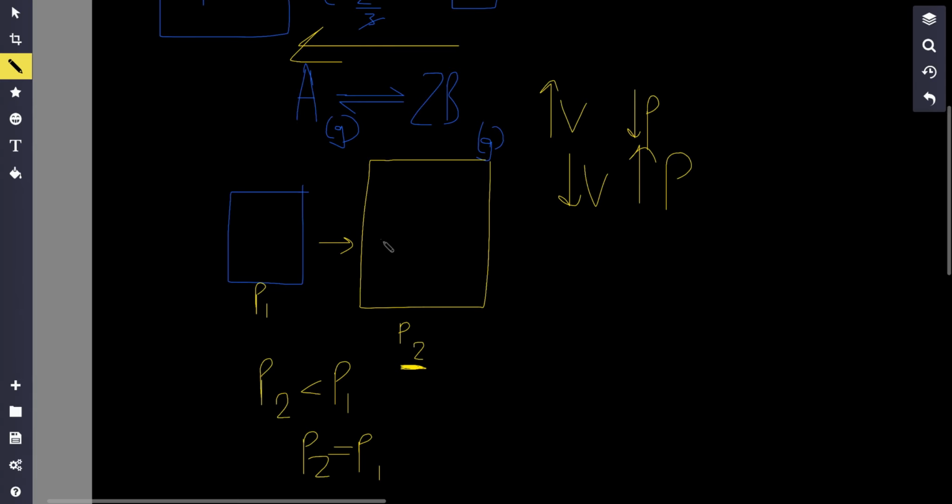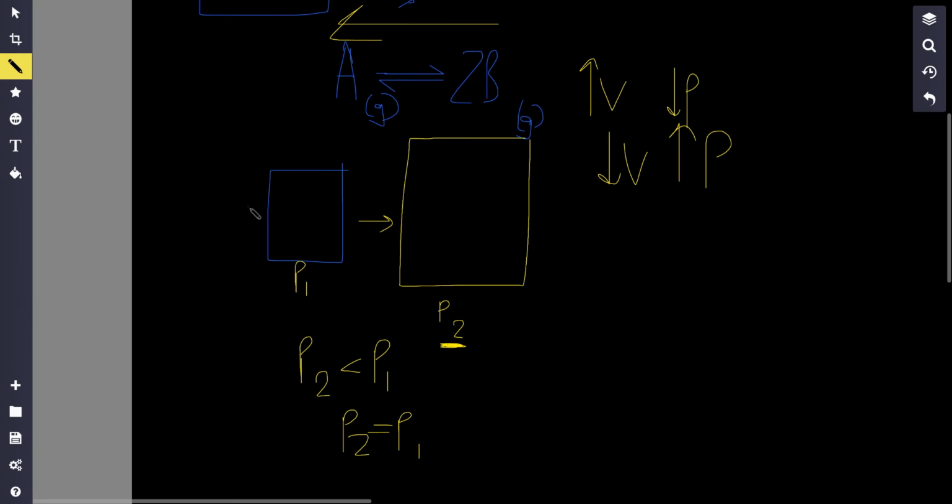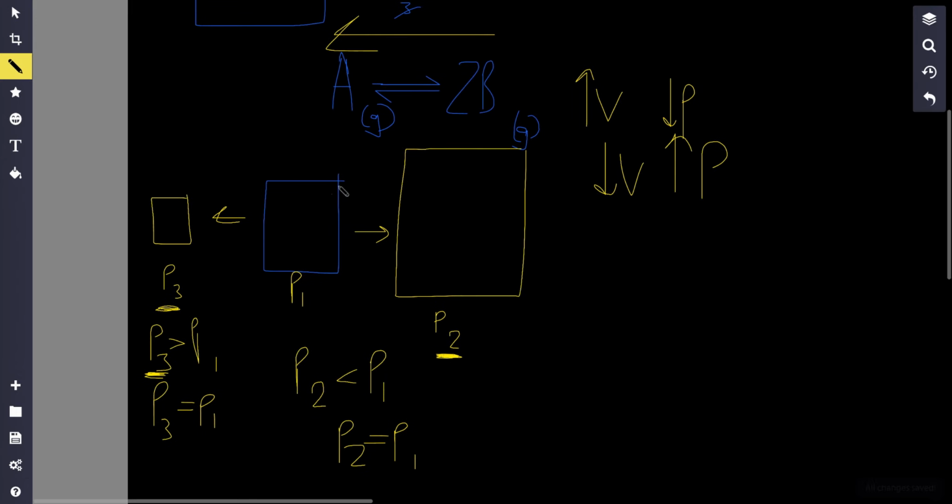Let's actually do it on another container. Let's say this is P3. Because my container is smaller, it takes gas particles less time to hit the walls, so the pressure in this container is going to be greater than my original pressure. I want to make these pressures equal to each other, so how do I do that? I have to find some way to decrease the pressure in this container. And how do I decrease the pressure? My reaction will shift to the side with the least amount of gas particles. Which side has fewer gas particles?